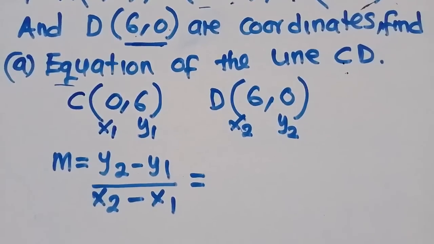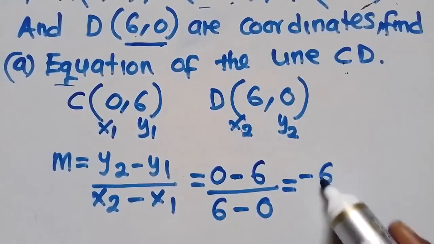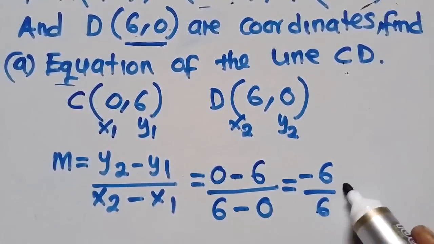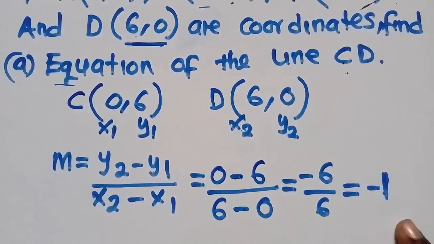After that, you just substitute. What is your y2? Your y2 is 0, minus y1, which is 6, over x2, which is 6, minus x1, which is 0. So you get negative 6 over 6. Finally, your answer is negative 1. Your gradient will be negative 1. After you find the gradient, write the general equation of all straight lines, then you are done.